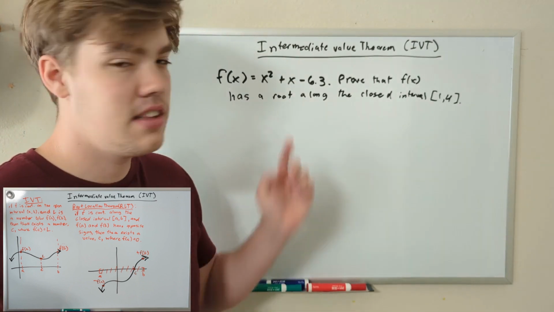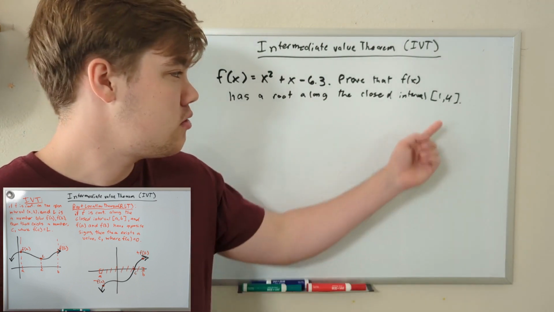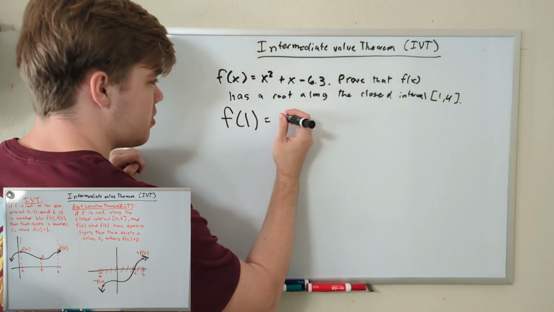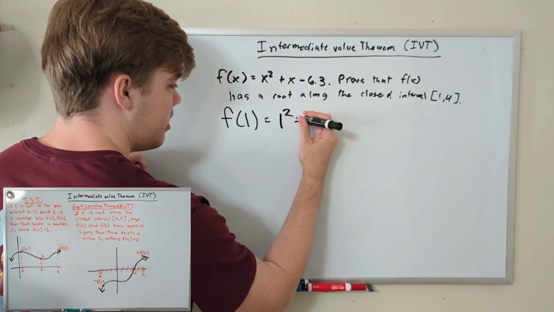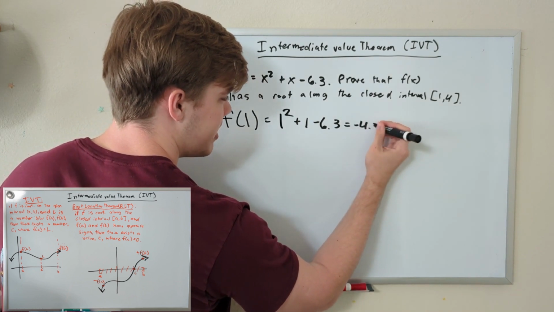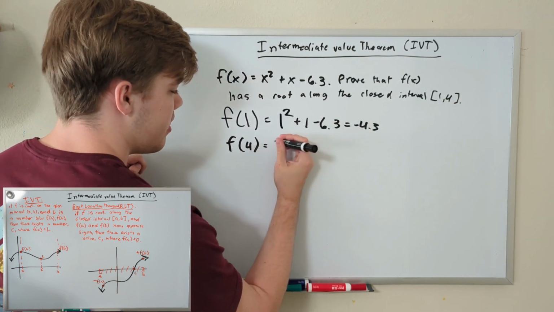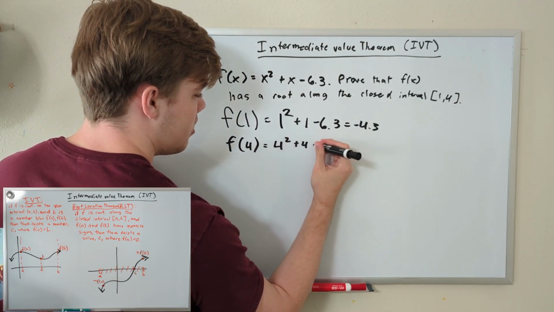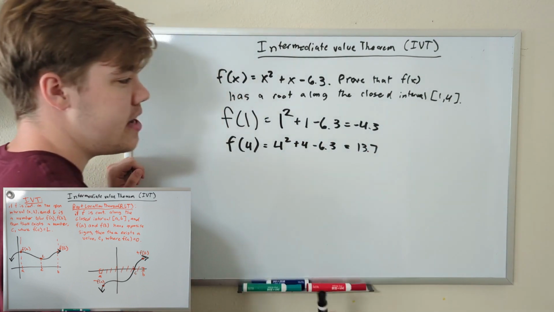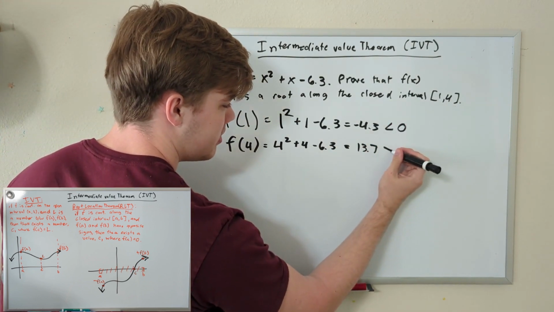So we know this function is at least continuous, but now we need to check and see if this function crosses the x-axis. And in order to do that, we may as well check the endpoints 1 and 4. So for f of 1, this is equal to 1 squared plus 1 minus 6.3, which is equal to negative 4.3. For f of 4, remember these are just our endpoints over here on our closed interval, we have 4 squared plus 4 minus 6.3, and that is equal to 13.7. And you may notice that we have opposite signs here. Negative 4.3 is less than 0, 13.7 is greater than 0.